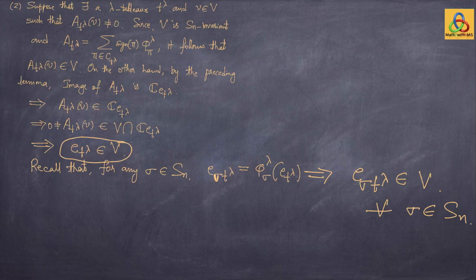But Sn acts transitively on the set of all lambda tableaux. For any lambda tableau, the polytabloid E of S lambda looks like E of sigma of T lambda for some sigma, which implies that S lambda is contained inside V. Thus, we have shown that for the Sn invariant subspace V of M lambda, either S lambda is contained in V or V is contained in S lambda perp. This completes the proof of this theorem.